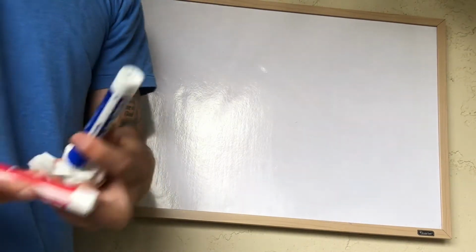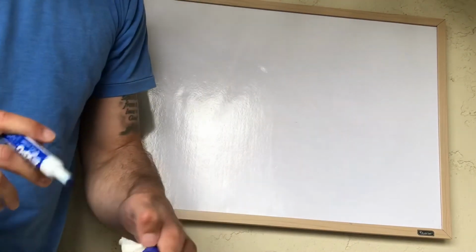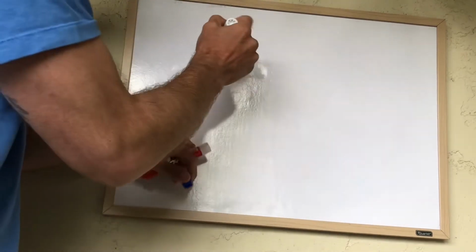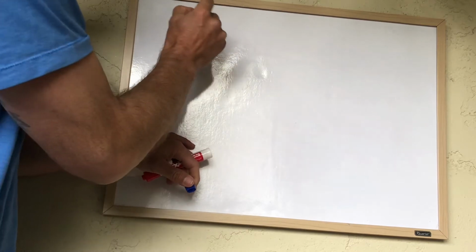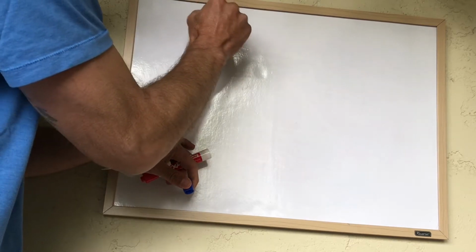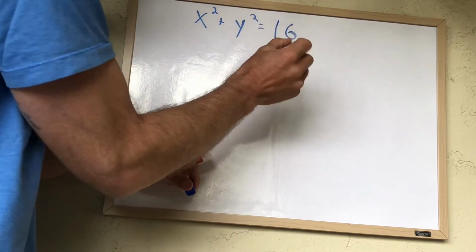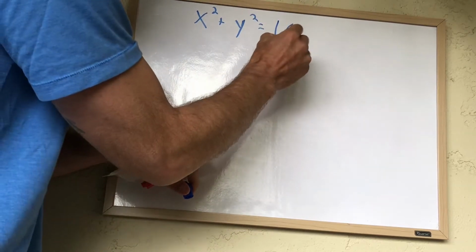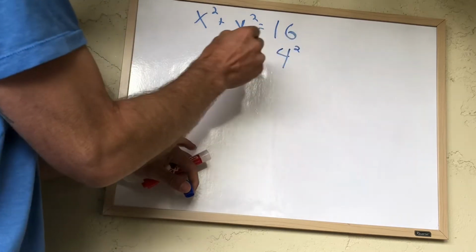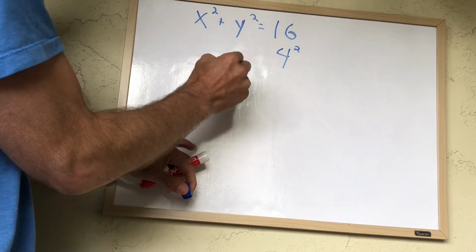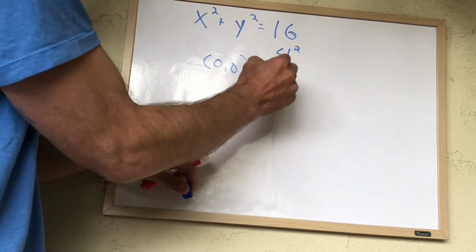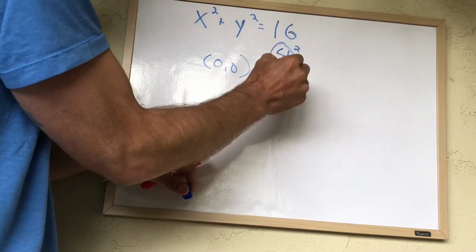So the very first one says graph 2x squared plus 2y squared equals 32. If I divide everything by 2, I would have x squared plus y squared equals half of 32, which is 16. 16 is the same thing as 4 squared. So your center would be (0, 0), and your radius is the square root of 16, which is 4.